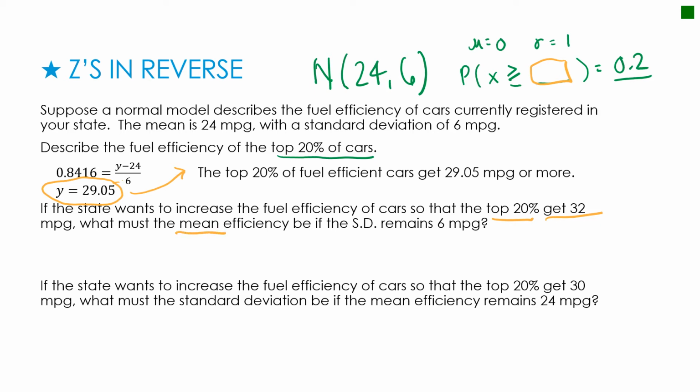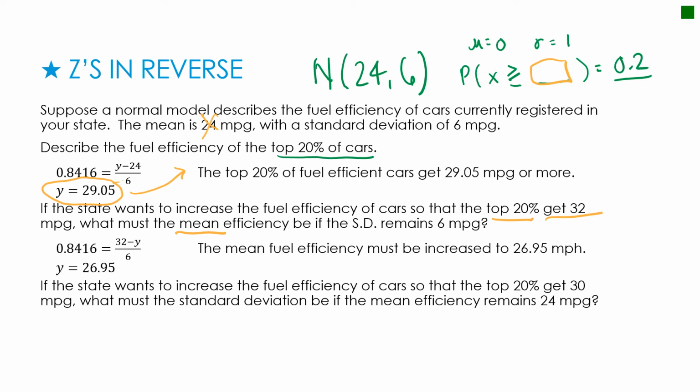So now they're saying, hey, the mean's not going to be 24. So notice what I've done is I've said 32 is my observed. My expected is, I don't know, because that's what they said, let's find what the mean would be. And the standard deviation is 6. And so the fuel efficiency must be increased from 24 to 26.95 in order for that situation to work.